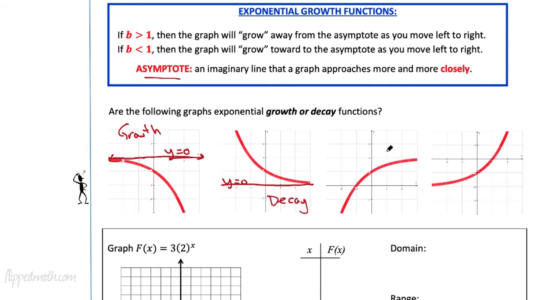Pause the video, do the next two by yourself. Go. Pause the video. All right, so what did you get? Do you notice how this function here is getting closer and closer to the line, but it's not going to cross? It's not growing away from it.